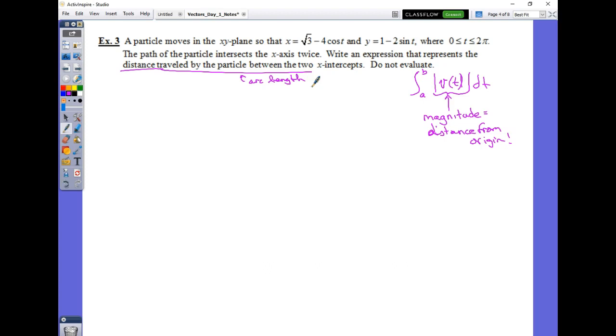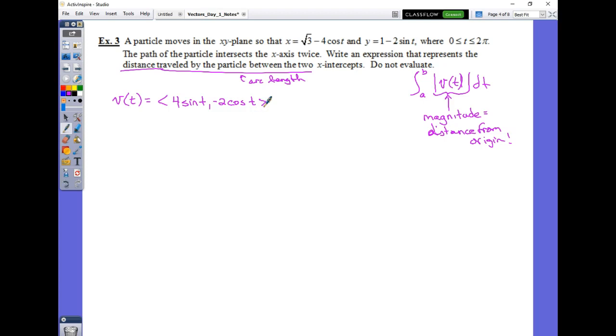So, first things first, let's come up with our v of t function. Our v of t vector should be derivative of square root of 3 is nothing. The derivative of negative 4 cosine of t becomes 4 sine of t. And then if we look at y, the derivative of 1 is 0, and the derivative of negative 2 sine of t turns out to be negative 2 cosine t. So now we know what the v of t is.